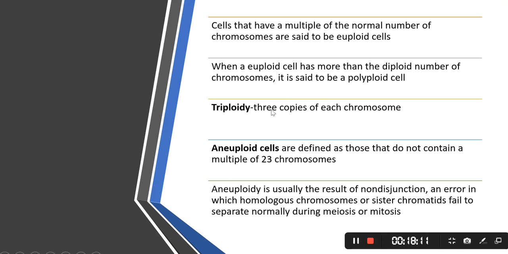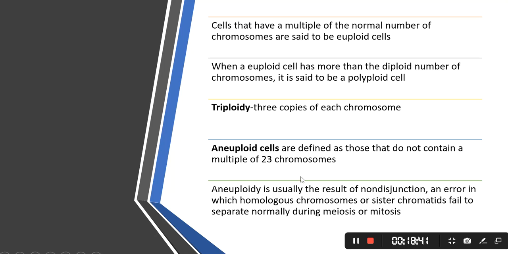And when it has 3 copies of each chromosome, instead of two at all the places, then it is called a triploidy. Aneuploid is called when they do not have a multiple of 23. The chromosomes should be 23 pairs, that is 23 into 2 is equal to 46 chromosomes. But instead there are only 45, or 44, or only 40 chromosomes. Then they are called aneuploid cells.